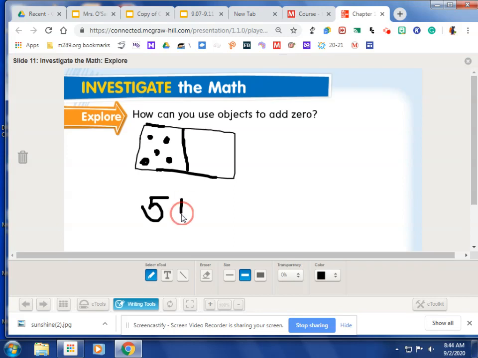Let me see here. I need to put the plus sign. Plus, and how many are over here? 0. 5 plus 0 equals, it equals 5, doesn't it? Do you notice how this number and this number stay the same? It does not change because there aren't any numbers here. There aren't any dots. So we keep it the same.